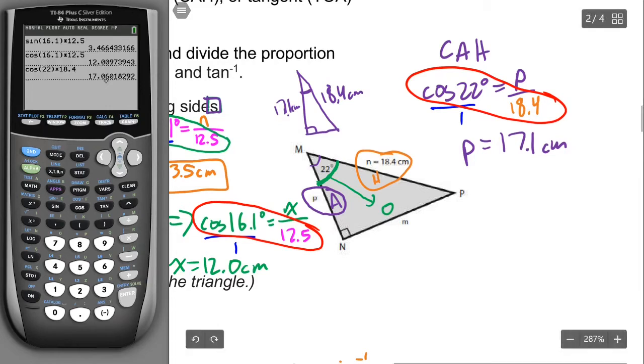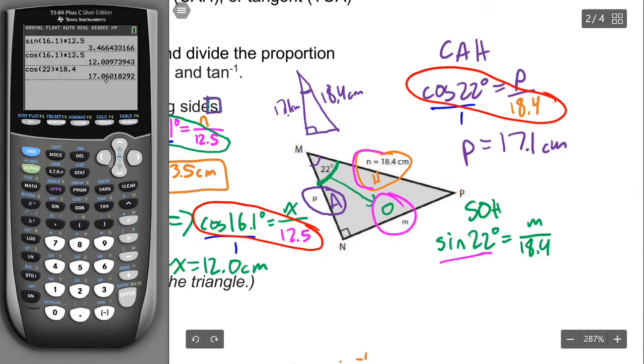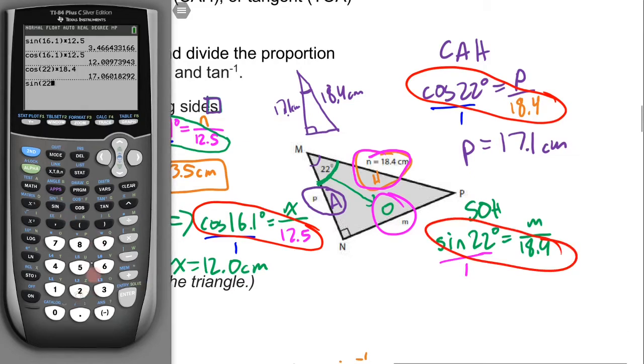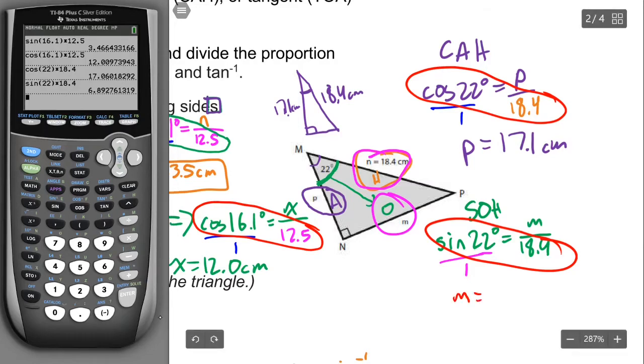Okay, and I'm just going to go through the other side really quickly. You've already done this, so you shouldn't need this. This is basically the exact same as the last question. So sine is the opposite over the hypotenuse. Our opposite is our unknown in this case. Throw it over 1, cross multiply and divide, and we get sine of 22 times 18.4, 6.9. So M is 6.9 centimeters.